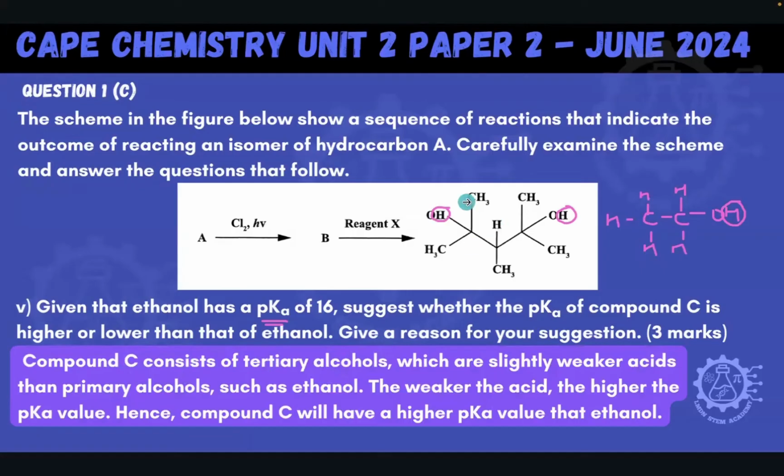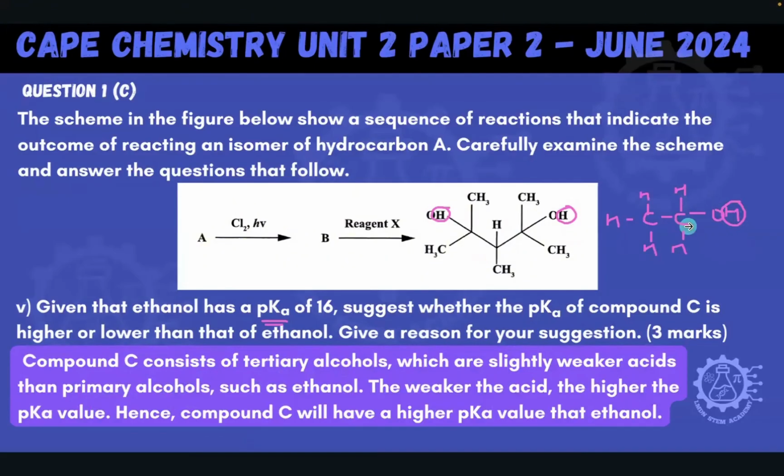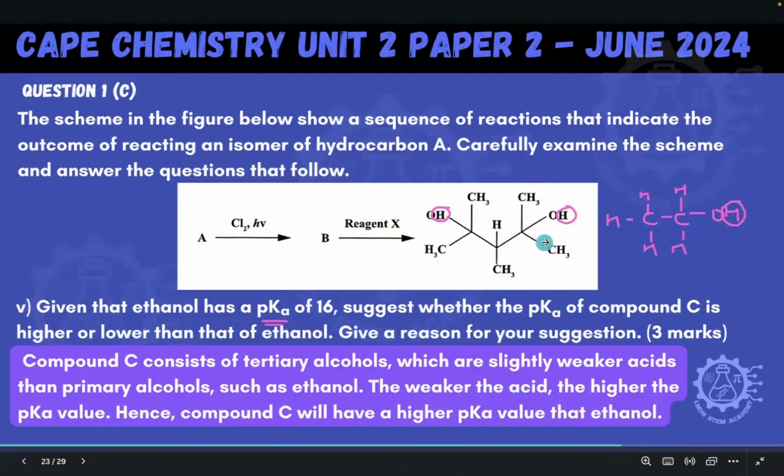So when we look at compound C, we see that it consists of tertiary alcohols. We see that the OH is attached to a carbon that's attached to 1, 2, 3 other carbons. So that's a tertiary alcohol that we're looking at here and also here. Tertiary alcohols are slightly weaker acids than primary alcohols. This is a primary alcohol. This OH is attached to a carbon that's attached to only one other. So that's a primary alcohol. And these are going to be stronger acids than your tertiary alcohols. And so the weaker the acid, the higher the pKa value is going to be. So compound C will have a higher pKa value than ethanol.